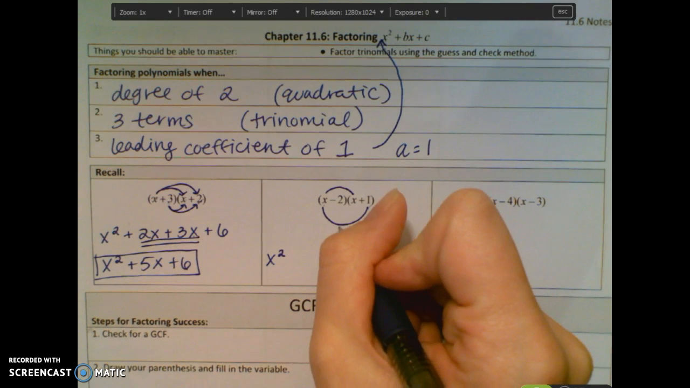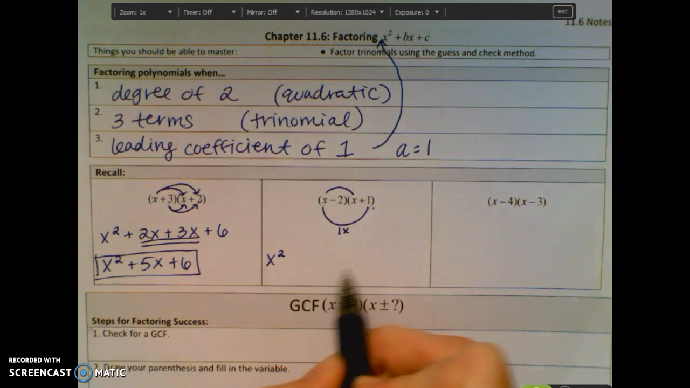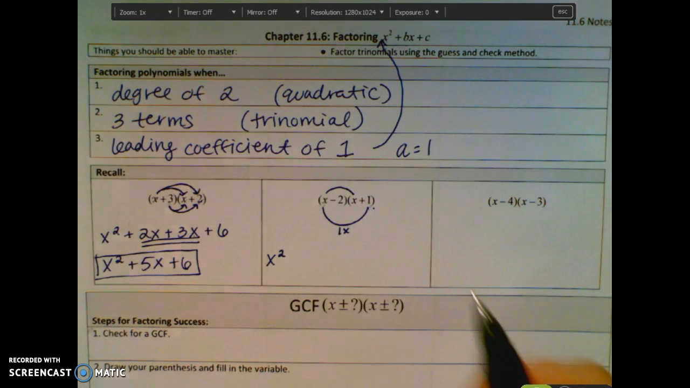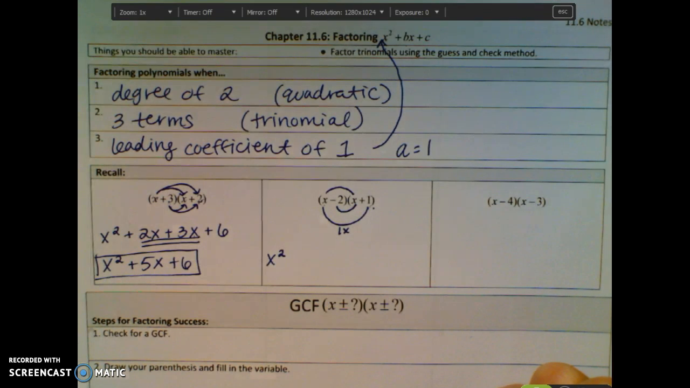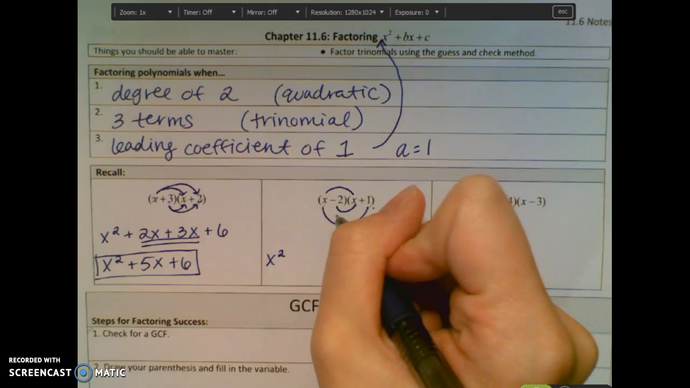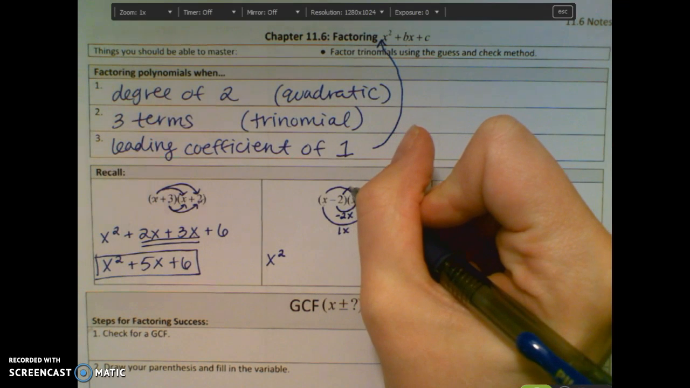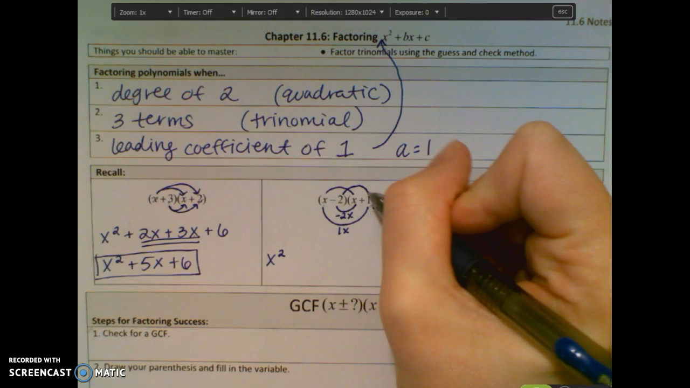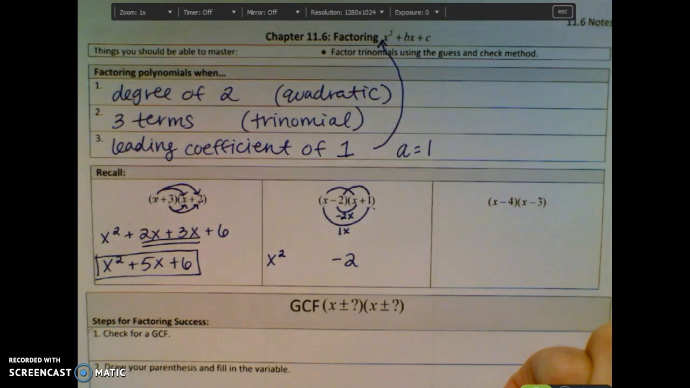and x times 1 gives me 1x. So I'm not going to write it down here yet. I'm only going to write my final answer at the bottom. Now I'm going to multiply the negative 2 times the x. Negative 2 times x gives me a negative 2x. And then I'm going to multiply my constant. So I multiply the negative 2 times the 1, and that gives me a negative 2 at the end.